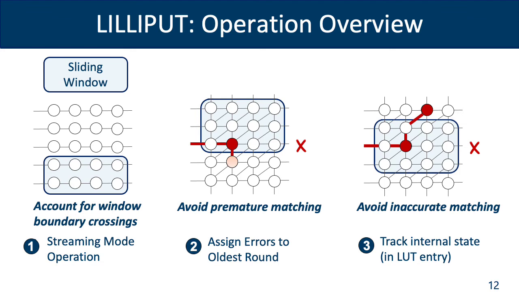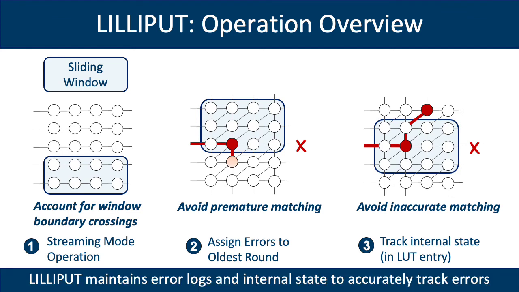To prevent such inaccurate matchings, LILLIPUT stores state information within the lookup table entries themselves. Overall, LILLIPUT maintains error logs and internal state information to accurately track errors.